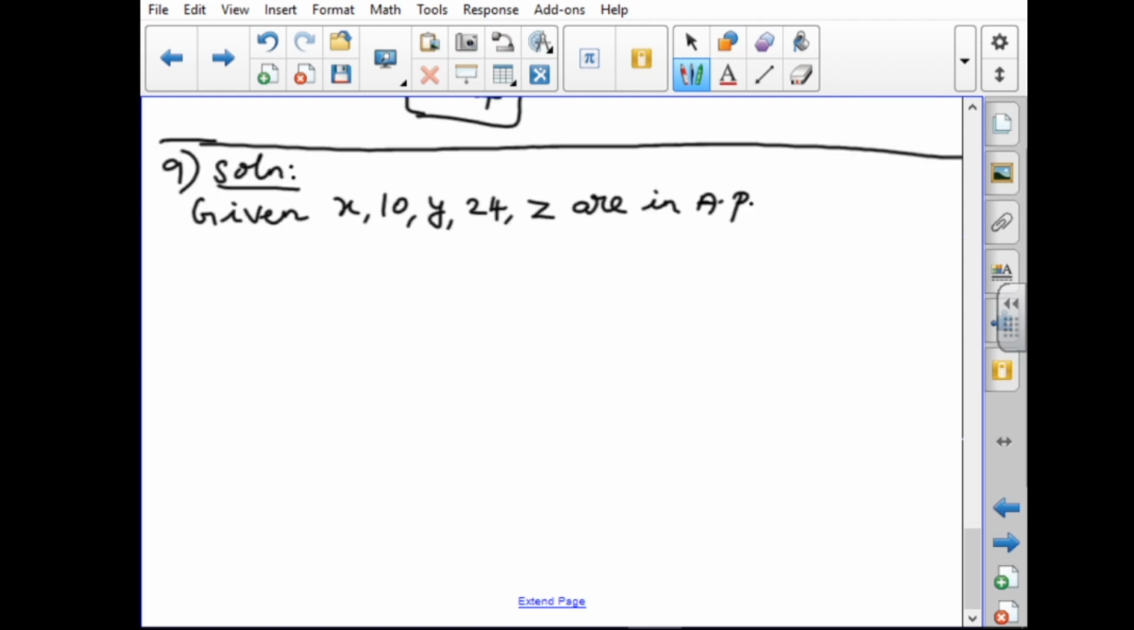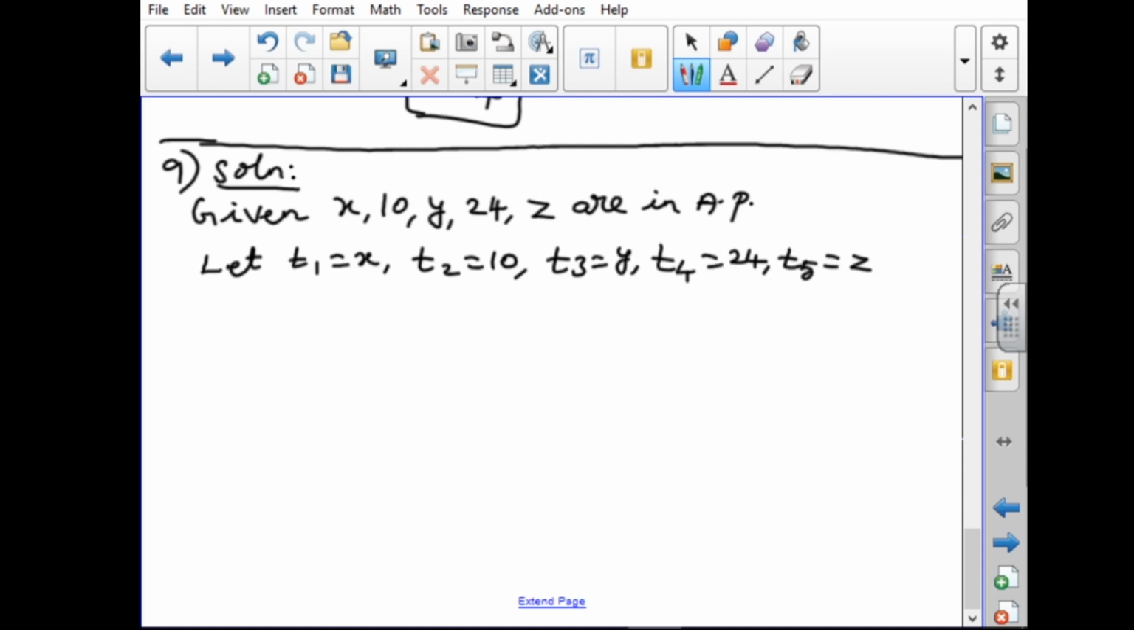The same method of 8th sum. Here we have to assume the terms first. Let T1 equal to x, T2 equal to 10, T3 equal to y, T4 equal to 24, T5 equal to z. We know the common difference is equal: T2 minus T1 equal to T3 minus T2. Like that we have to use the conditions here.